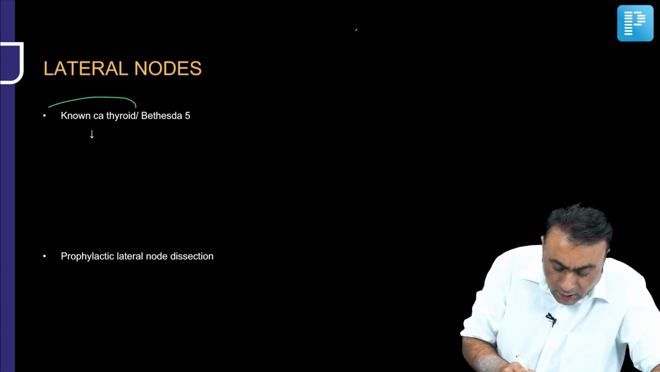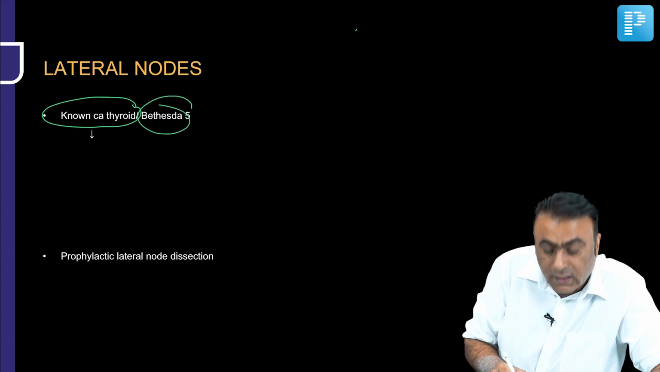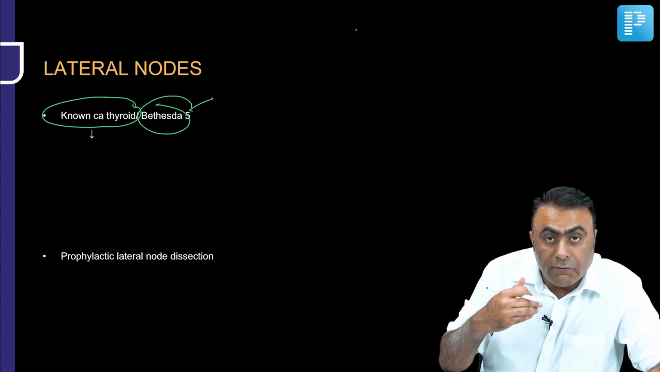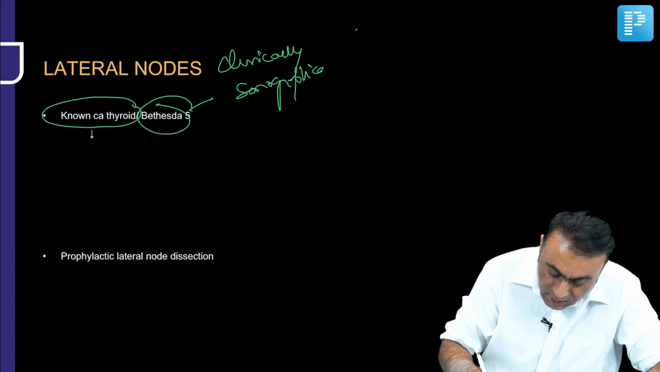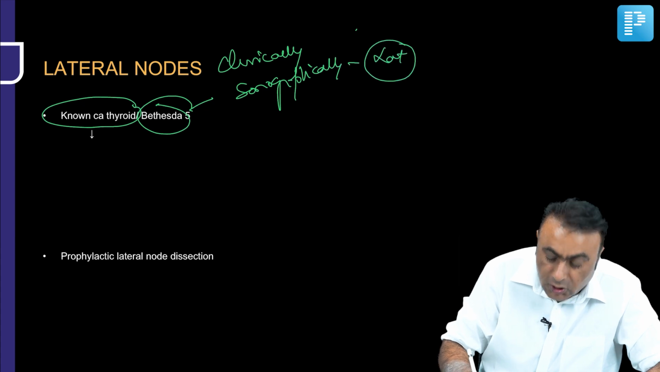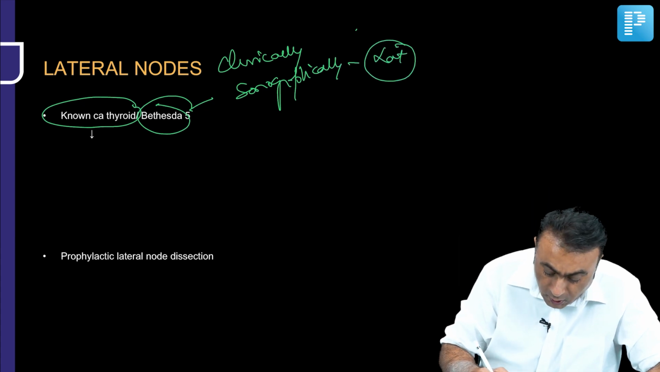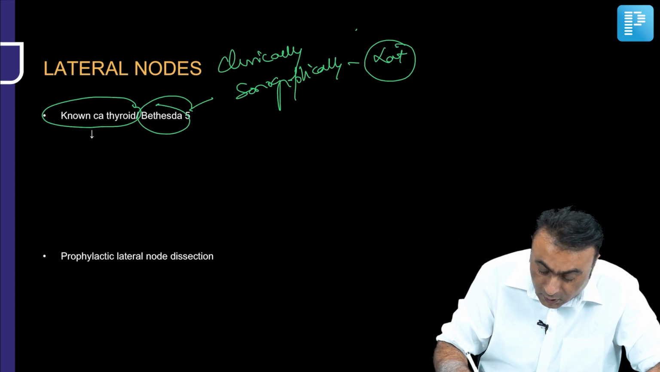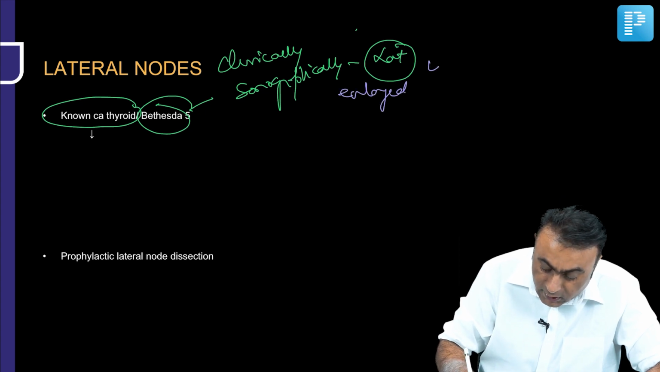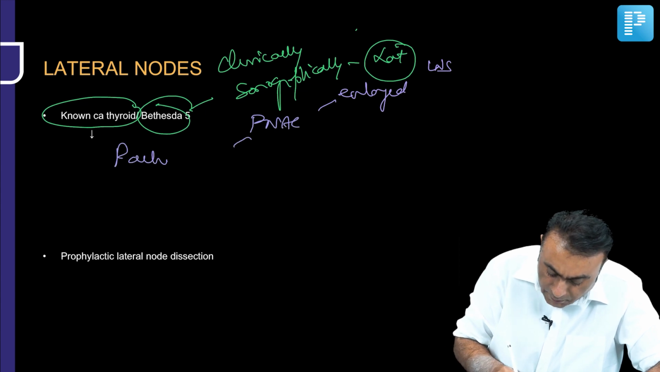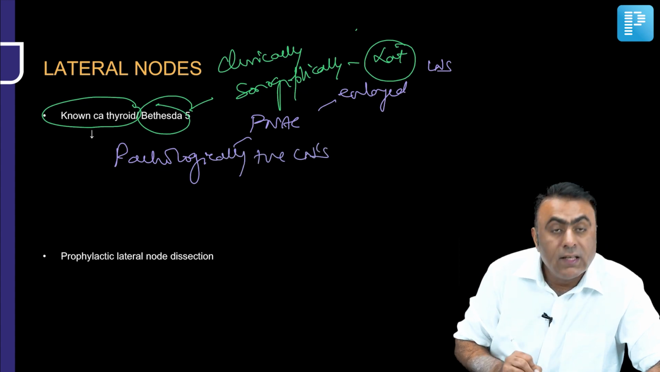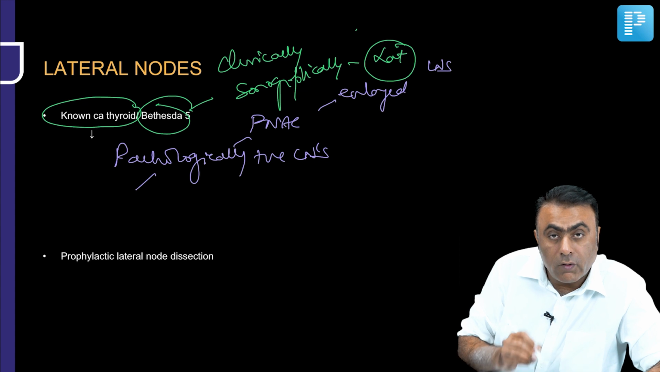So again, if we have a known case of carcinoma thyroid, Bethesda 6 or Bethesda 5, preoperatively we have to assess clinically and sonographically. With ultrasound, we have to assess the lateral group of lymph nodes, whether they're enlarged or not. On a clinical examination or a sonographic examination, if you find that the lateral group of lymph nodes are enlarged, we do a FNAC from these lymph nodes, and we find pathologically positive lymph nodes. In these patients, now what will you do?